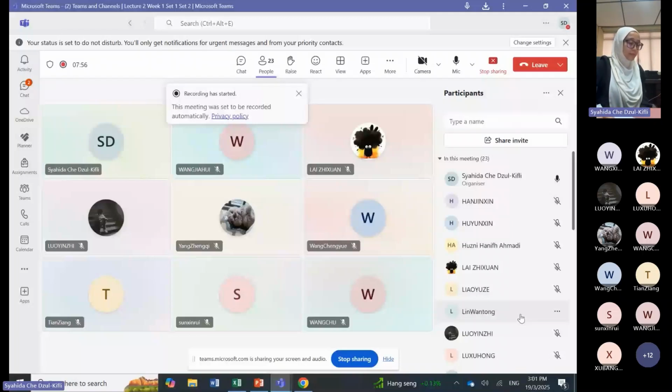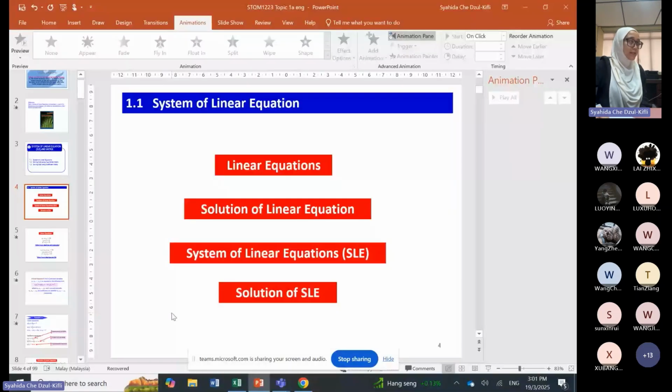Right, so the whole content in topic 1, part A, has been uploaded in UKM Folio. There are some adjustments in the slide, in the handout. Okay, so let us continue.